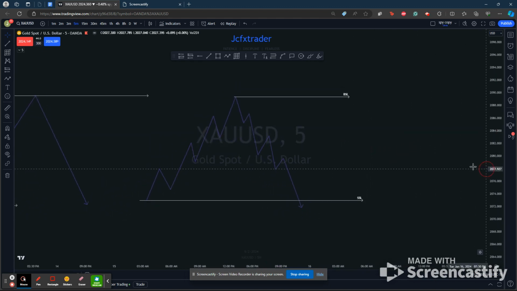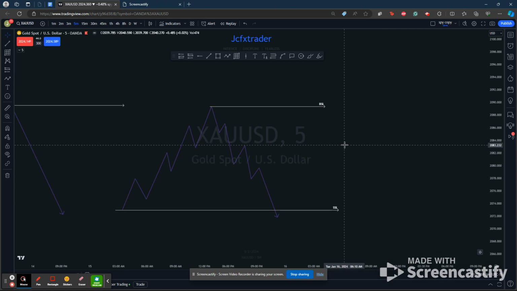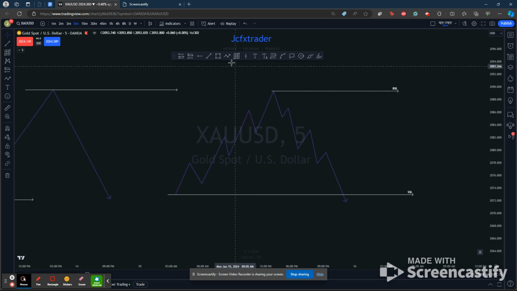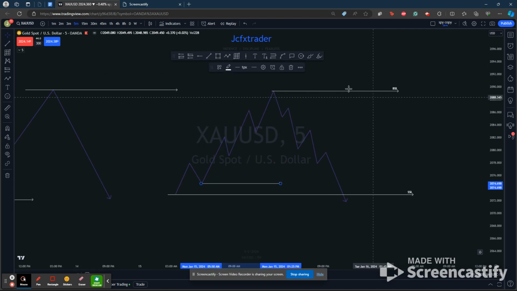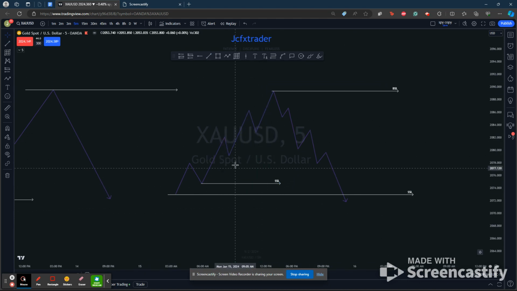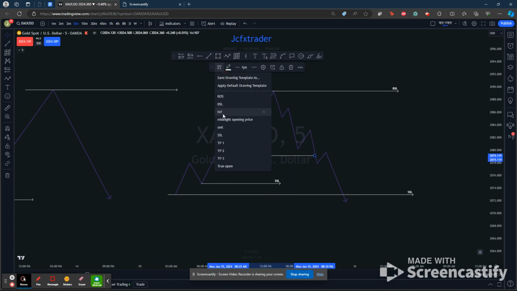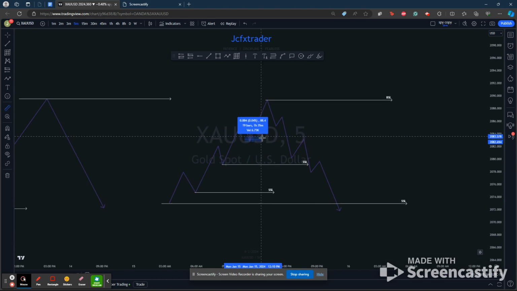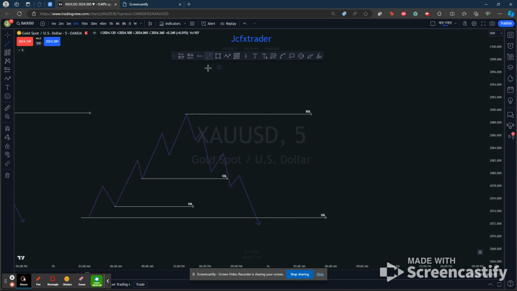Now I said there are two types. Besides external, we have internal. Internal liquidity would be all these lows, because they're inside of this range. So these would be your internal sell side liquidity right here. Here's your sell side internal; it would be at every single low. And then here would be your buy side liquidity.